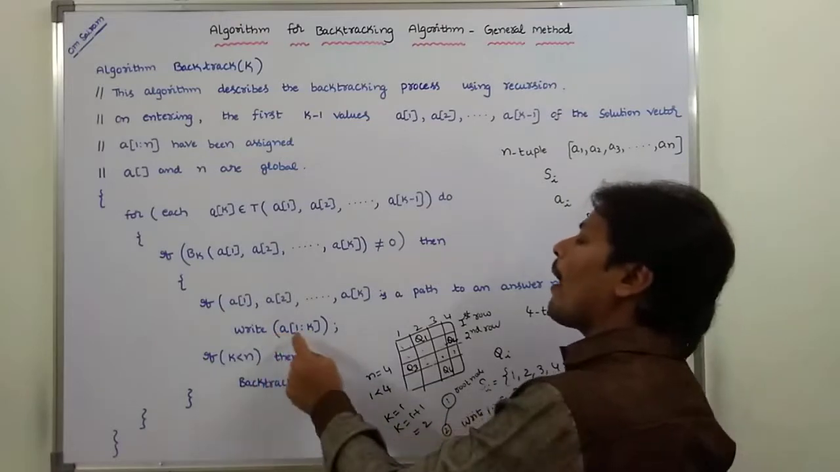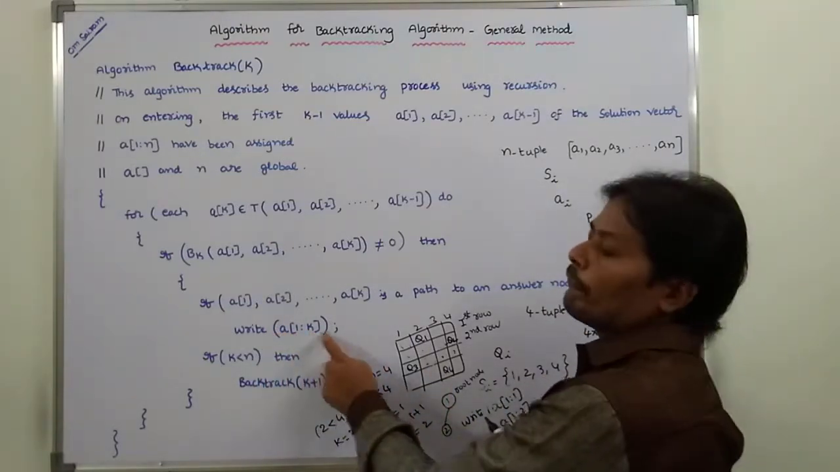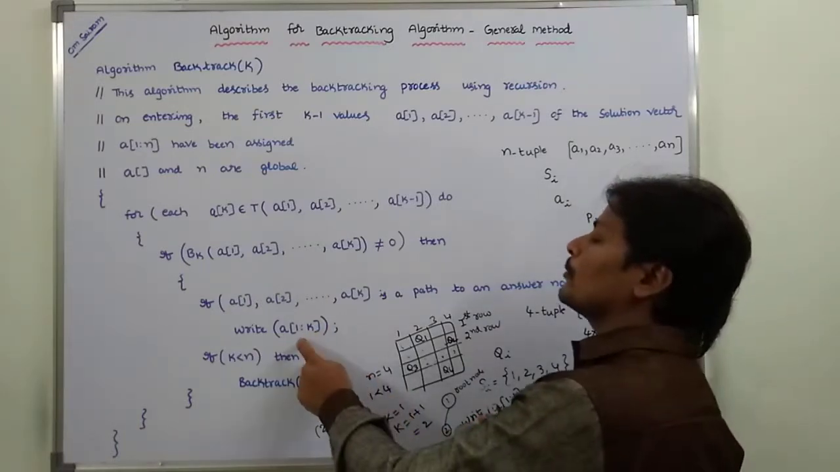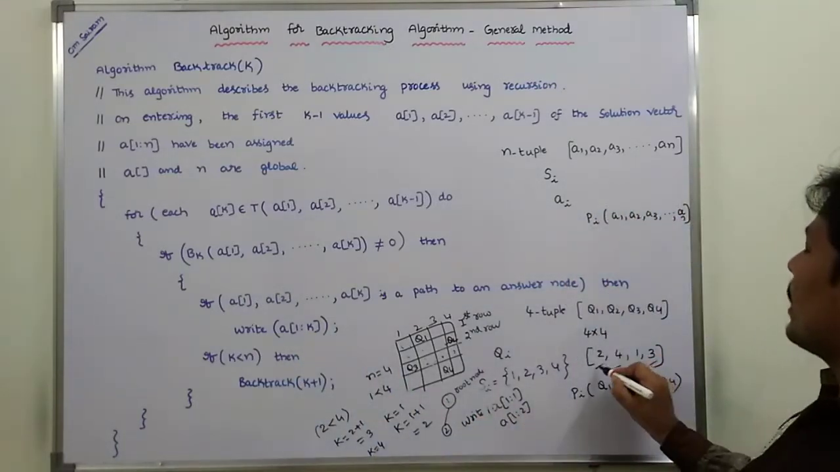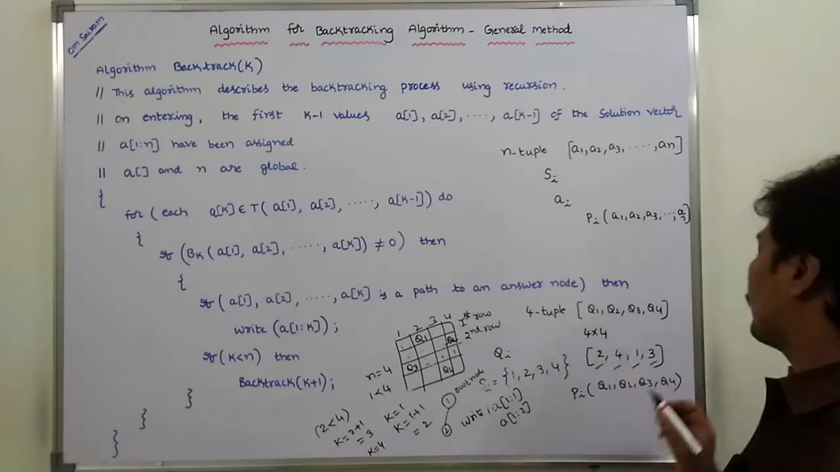Then write a of 1 to k. Now k value is equal to 4. A of 1 to 4 is nothing but the first queen can be placed on the second column, the second queen can be placed on the fourth column.